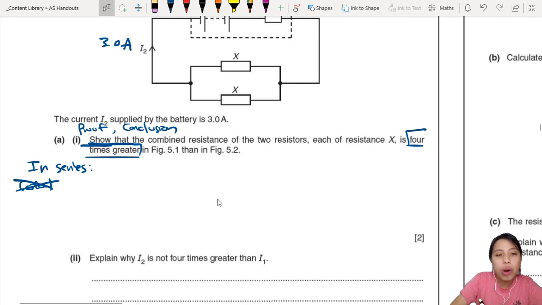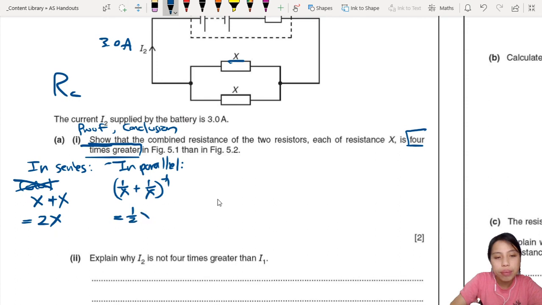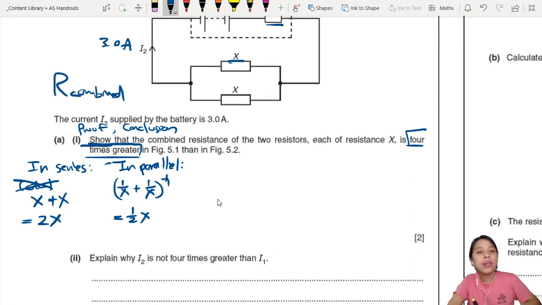So in series, your series resistance, you can call it that, is X plus X is 2X. Then in parallel, don't say total resistance also, just say the combined resistance. That's a better word, R combined, RC. Combined resistance will be 1 over X, this one, plus 1 over X for the other one. Inverse that, and then you will have half X. So you have shown their combined resistance, not total. Cannot say total because got internal resistance. Just a little bit of language there, which will be helpful in part 2.